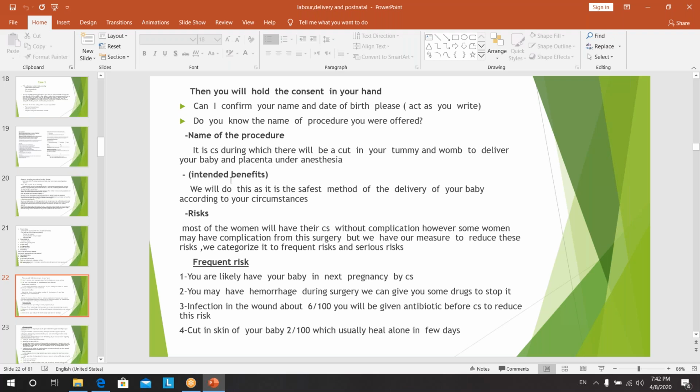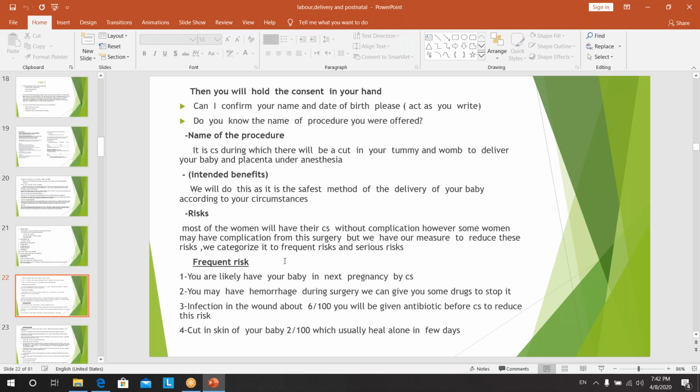Okay, in the benefit, you will not say to her, do you know the benefit? No, go direct to the benefit. We will do it because we believe that it is the safest method for the delivery of your baby according to your circumstances. Then you will go to the risks. Sarah, most of the women will have this cesarean section without complication. However, some women may have a complication from the surgery. But we have our measures to reduce these risks.